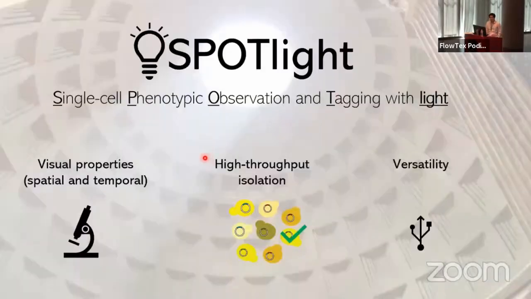So to solve this problem, we developed a method called Spotlight, which basically stands for single cell phenotypic observation and tagging with light. So with Spotlight, you can visualize spatial and temporal properties and then conduct high throughput isolation.